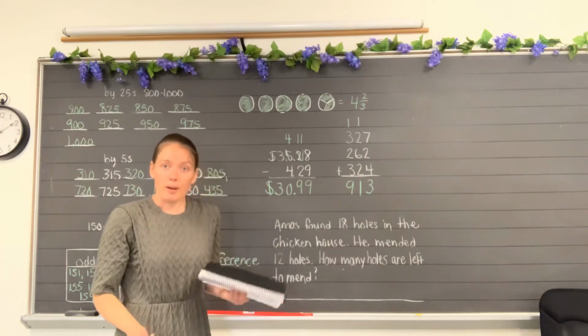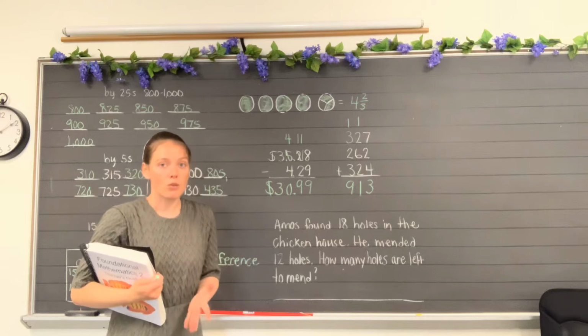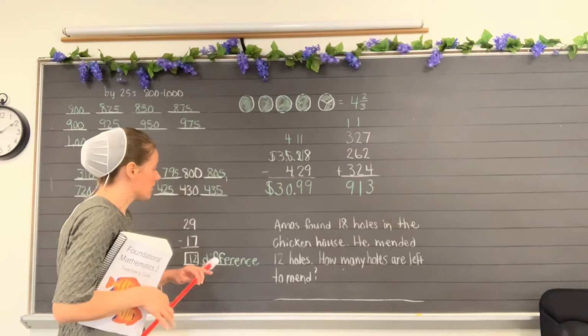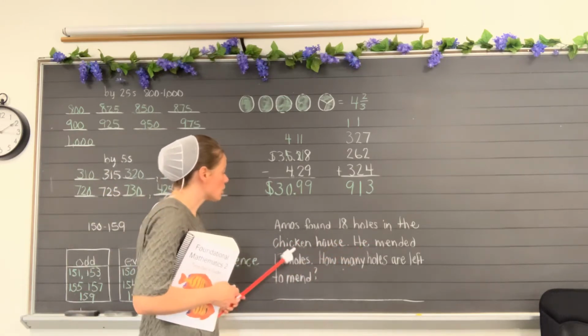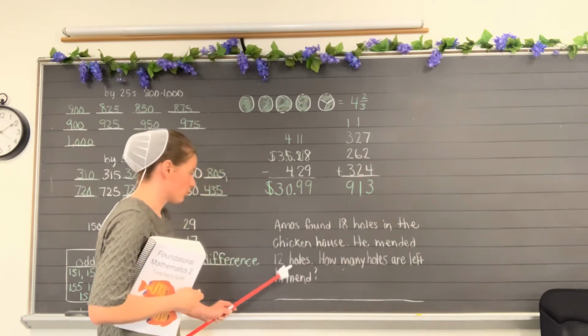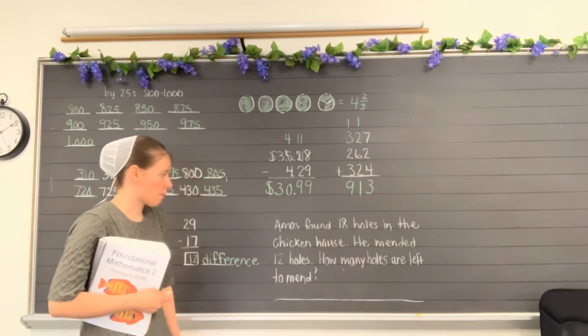And when we have reading problems, we need to read them carefully and try to think what they're telling us. So let's read it carefully. It says, Amos found 18 holes in the chicken house. He mended 12 holes. How many holes are left to mend?